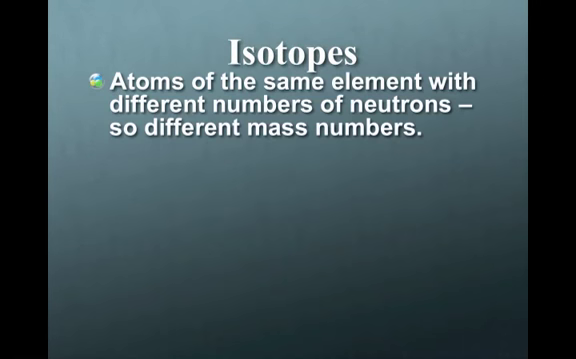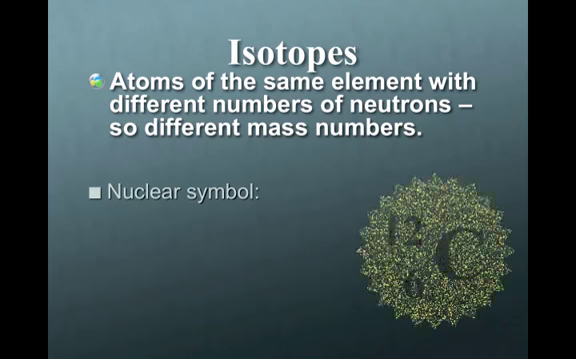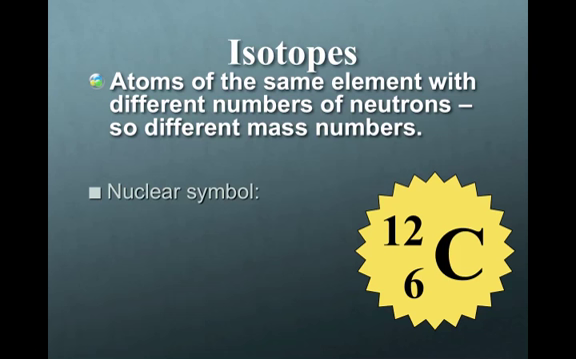Now, isotopes. What are isotopes? Isotopes are atoms of the same element, meaning they have the same number of protons, with different numbers of neutrons. Now, if we change the number of neutrons, then that's going to give us a different mass number. Alright, let's look at a couple of notations that we have for indicating the isotope or identity of an atom. These are known as nuclides.